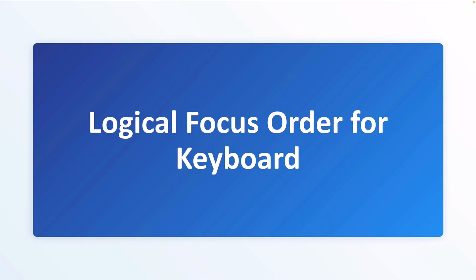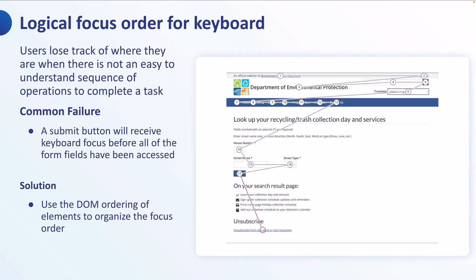Next, let's talk about logical focus order. For users navigating with a keyboard or screen reader, the order of focus is critical. If the focus doesn't move in a logical sequence, it's easy for users to lose track of where they are on the page. A common failure is when the Submit button receives focus before all the required form fields. For example, a user might hear, first name, last name, submit. At that point, they would think the form is complete, even though several more required fields are still further down the page. The solution is to ensure that the focus order matches the visual and logical reading order.